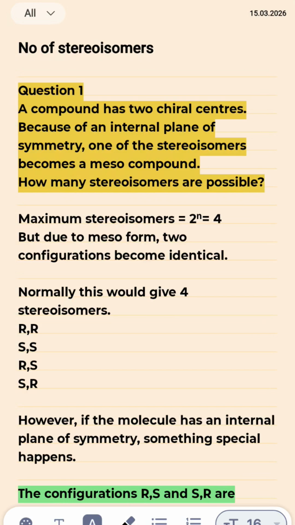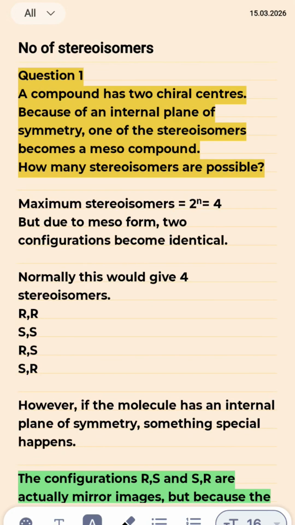Question number 1. A compound has two chiral centers, so n is equal to 2. Because of an internal plane of symmetry, one of the stereoisomers becomes a meso compound. For that, obviously, the number of stereoisomers should decrease. How many stereoisomers are possible? There is only one meso compound.